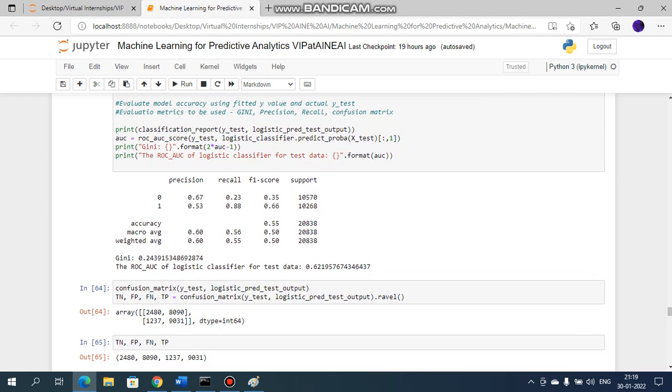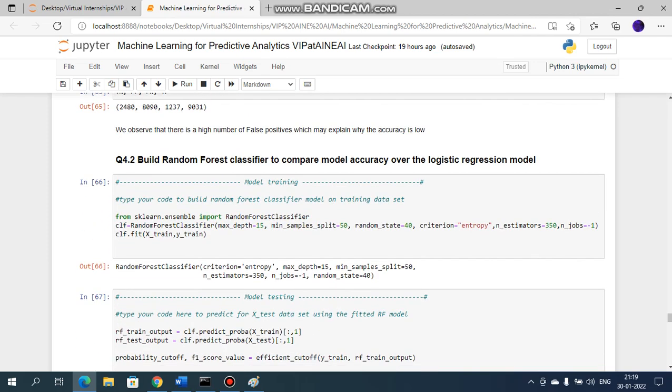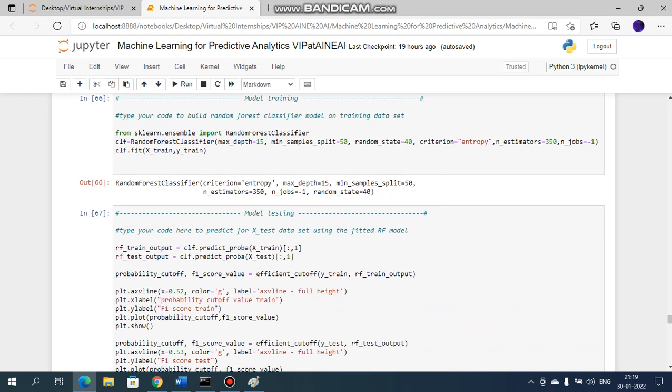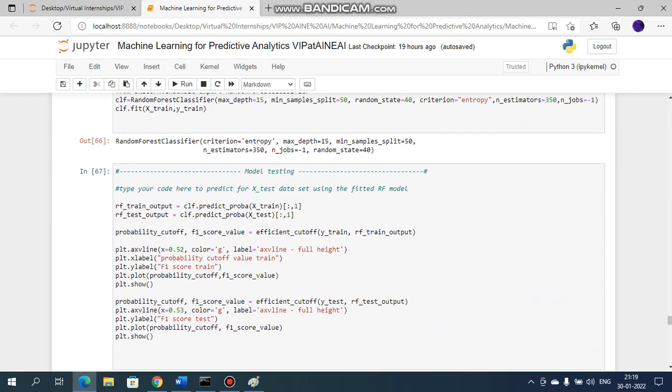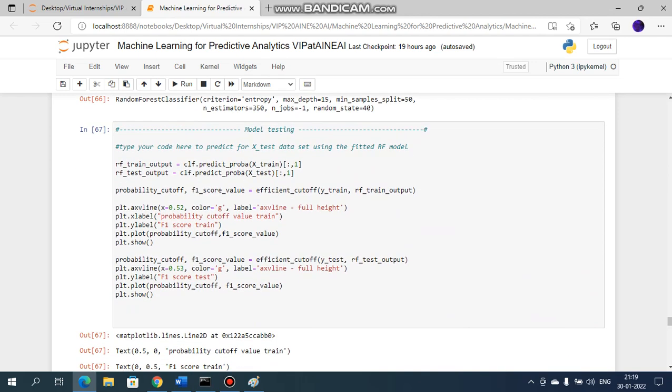We also built a random forest classifier. We specify the number of estimators as 350, which means that there are 350 decision trees being used. Like we did with the logistic regression model, we use fit to train the classifier with our training data. We also store the probabilities of predictions during training and testing. We use our efficient cutoff function.